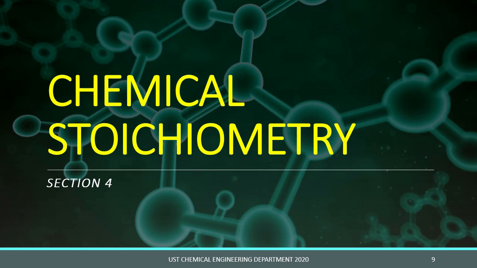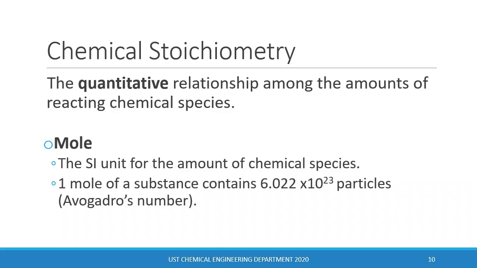Now we move on to the last section of Lecture 2, Chemical Stoichiometric Calculations. Chemical stoichiometry is the quantitative relationship among the amounts of reacting chemical species in a given reaction. Before we begin with the calculations, let us recall some of the terms used. First, we have the mole. It is the SI unit used to indicate the amount of chemical species.